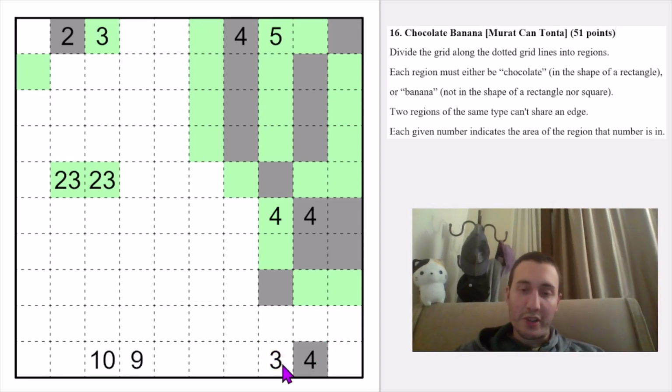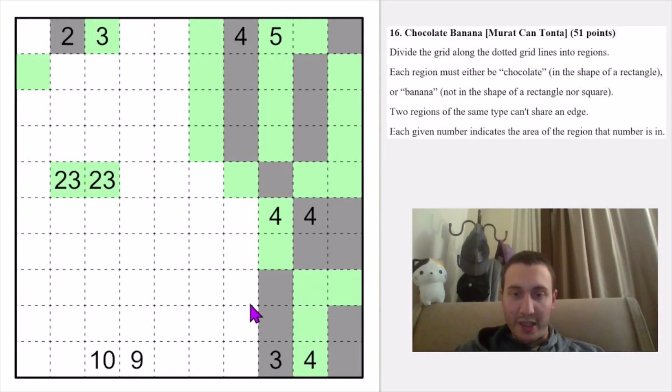The wrong version is this because the 4 itself works, but it will trap a banana region while it is still a rectangle. So that's not good. This 4 cannot avoid connecting to these two cells. So we get valid shapes.